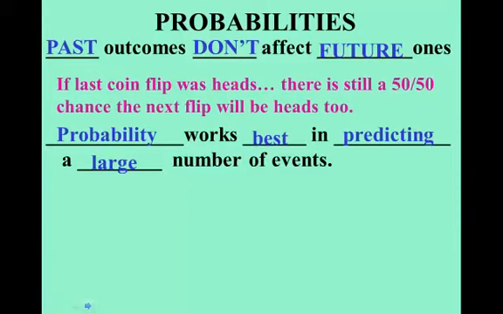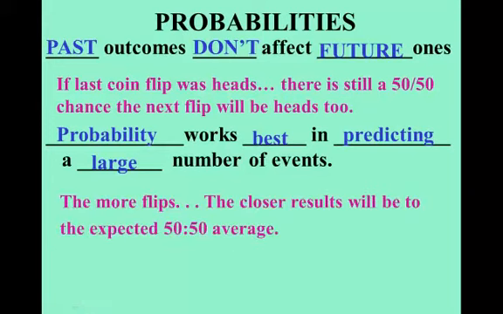But that's a pretty small number, 10 flips. If I did 1,000,000 flips or 2,000,000 flips, what's the chance that they'd all be heads or all be tails? That's a pretty slim probability. The more you're counting, the larger the number, the closer your results are going to be to that 50-50 expected, my expected average.